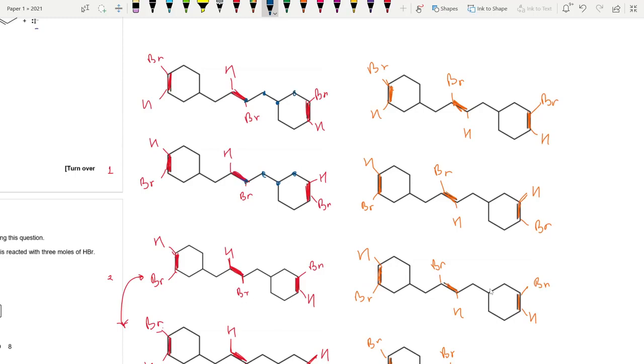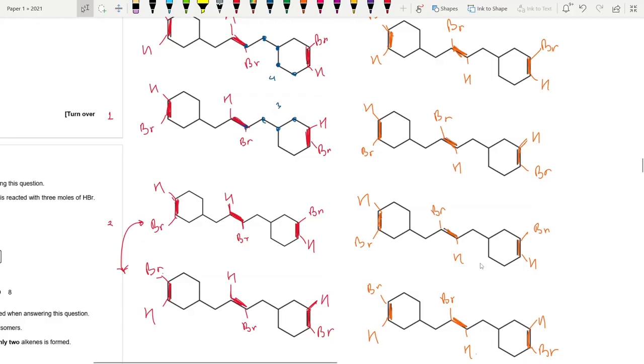Okay, so the proximity from this bromine to the hydrogen is going to be 1, 2, 3, 4. The proximity from this bromine to the hydrogen is 4. The proximity from this bromine to that hydrogen is 3. This is not the same. What about this scenario over here?